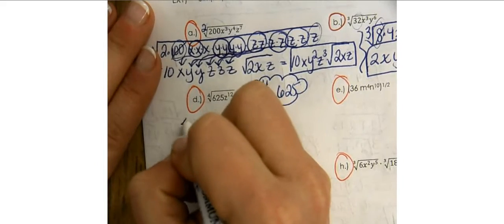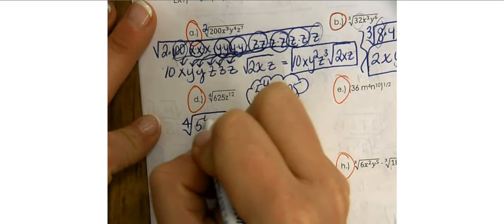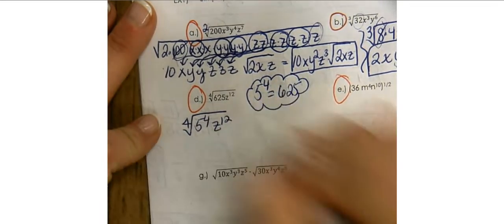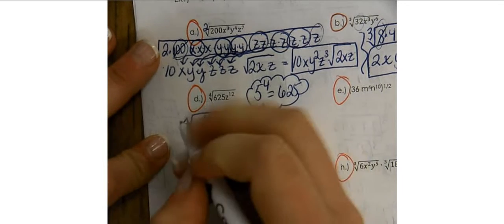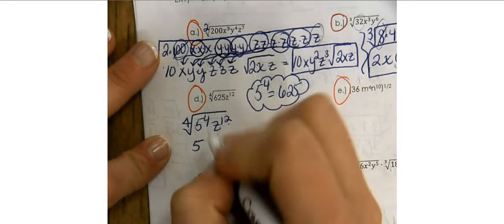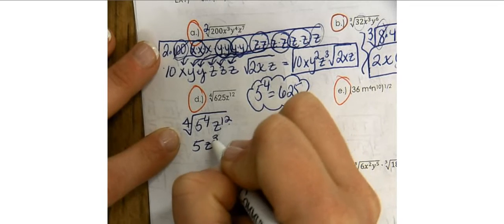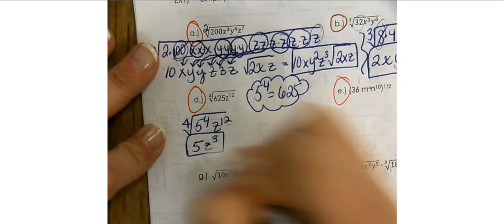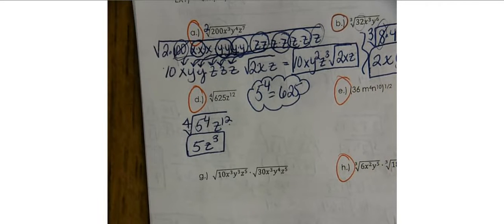So I'm going to write this as the 4th root of 5 to the 4th power times z to the 12th power. 4 can go into 4 1 whole time, so I have 5. 4 can go into 12 3 whole times with nothing left over, so that's going to be 5z to the 3rd power, and that is your answer. The 4th root goes away because there's nothing that's left over. We've already simplified it completely. Let's go ahead and look at letter E.